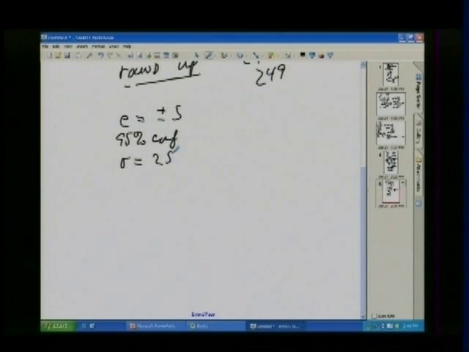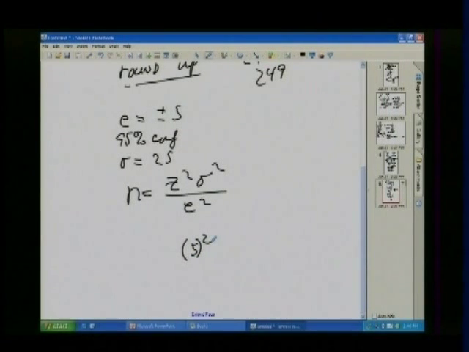The formula, remember, says n equals z squared times sigma squared over E squared. E we already know: that's going to be 5 squared. My numerator is going to be 25 squared. That's my variance, which is the square of the standard deviation. Now notice, if they gave me the variance already, I wouldn't need to square it. But the value they gave me was actually the standard deviation, so that's why I'm having to square it.